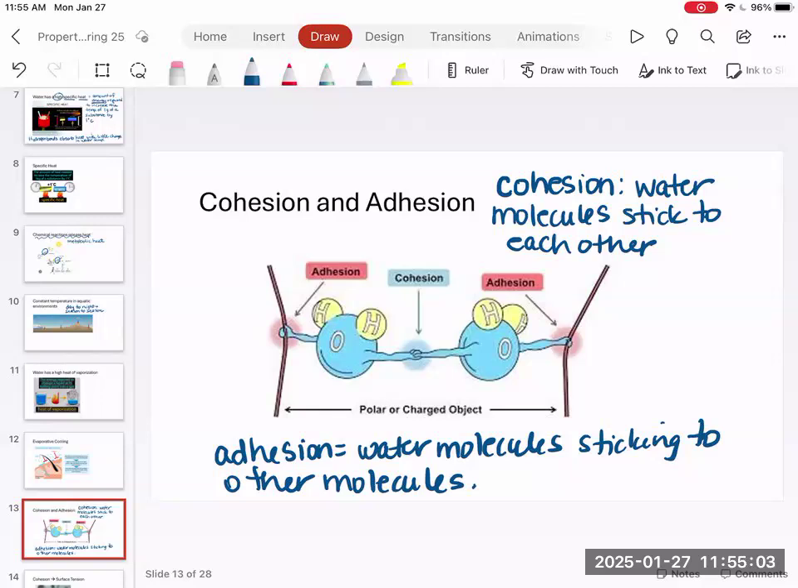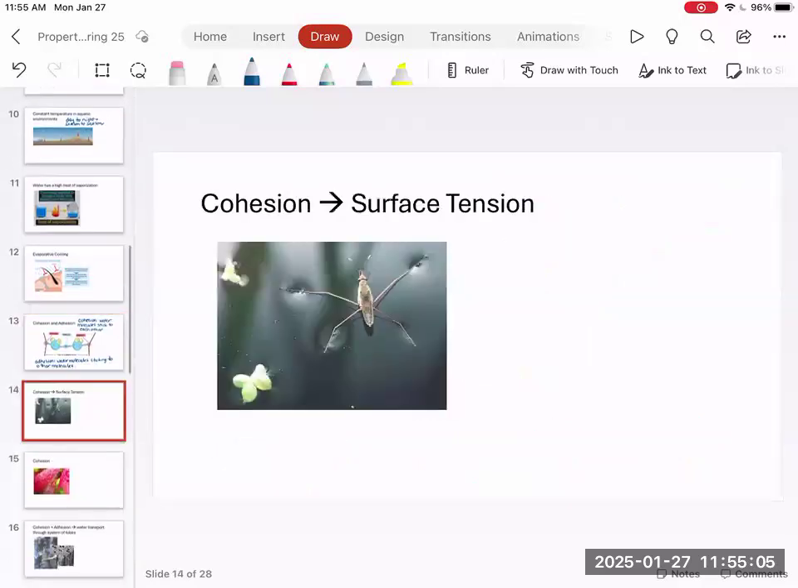And what this is allowing is, number one, surface tension on the water because of those water molecules sticking to each other.